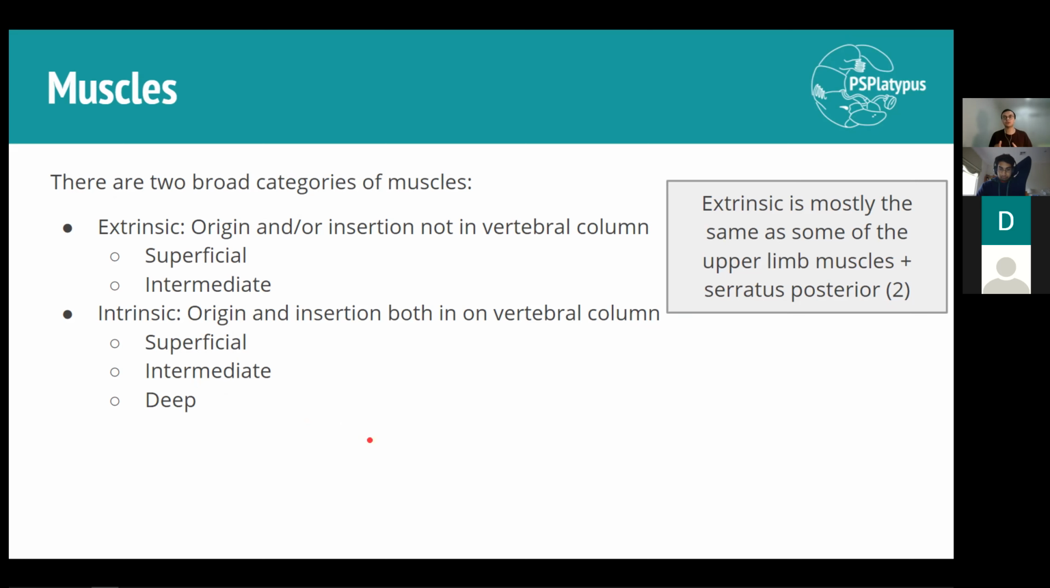The only new muscles with the extrinsic ones are the serratus posterior muscle, which we'll talk about in a second. And then you have your intrinsic muscle group, which is where the origin and insertion both lie on the vertebral column. And so it only produces movements of the vertebral column specifically, not of the shoulder girdle or anything like that.